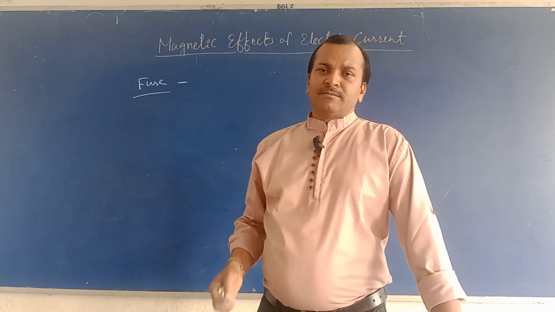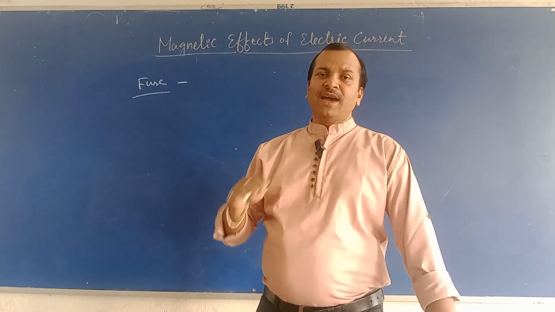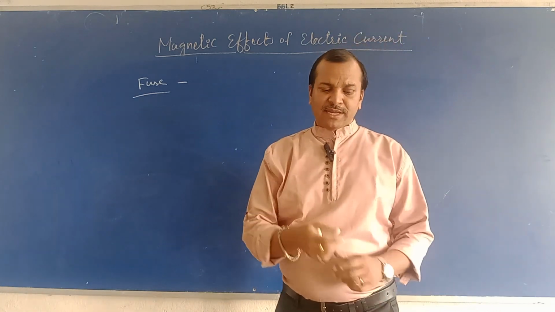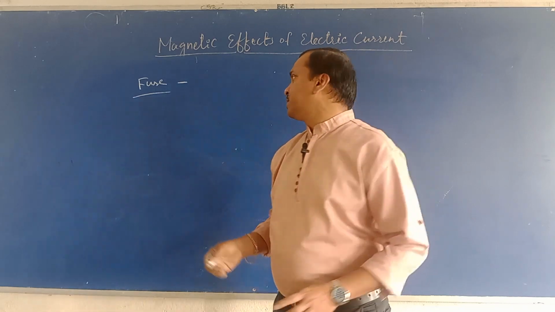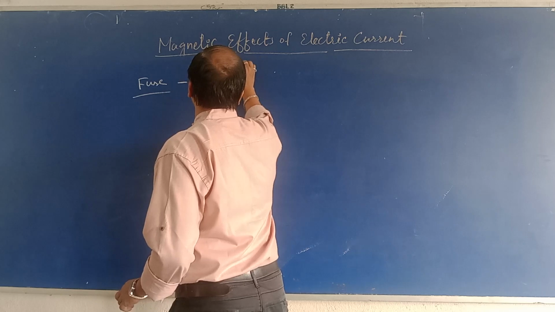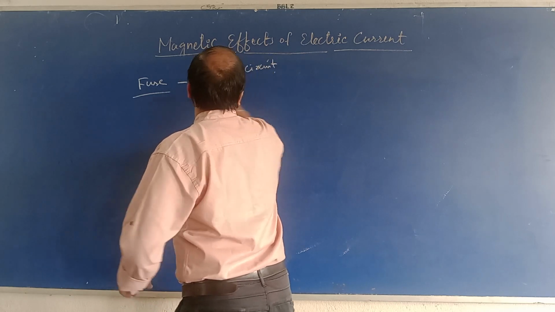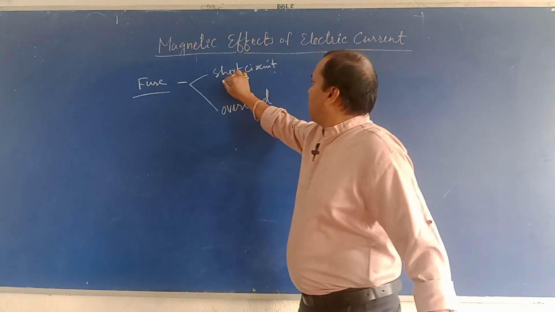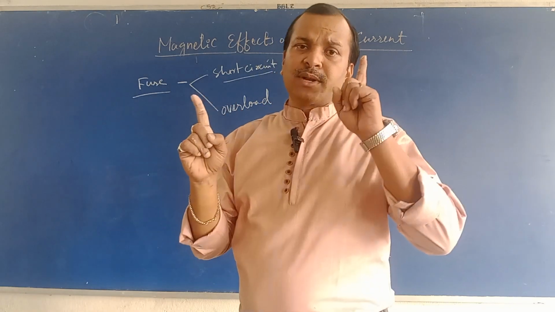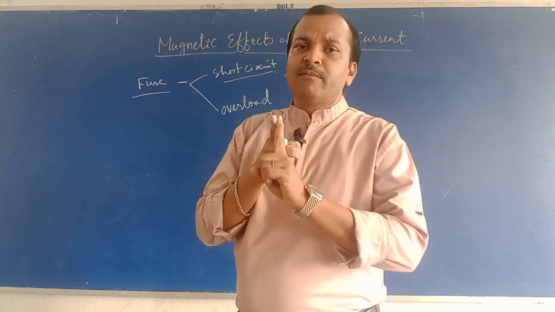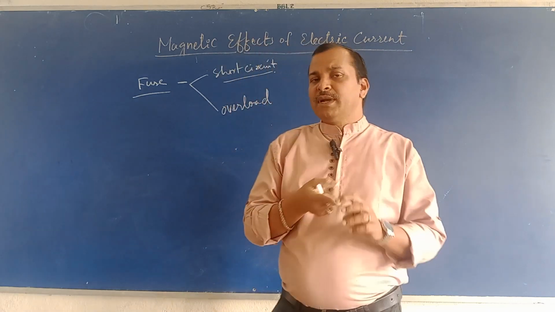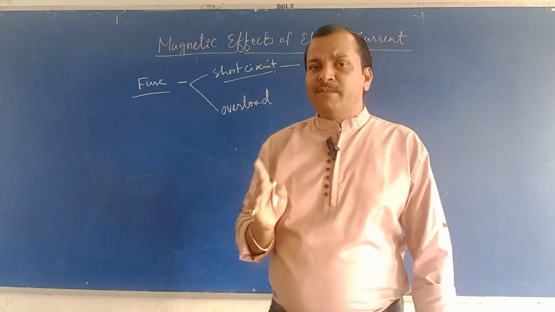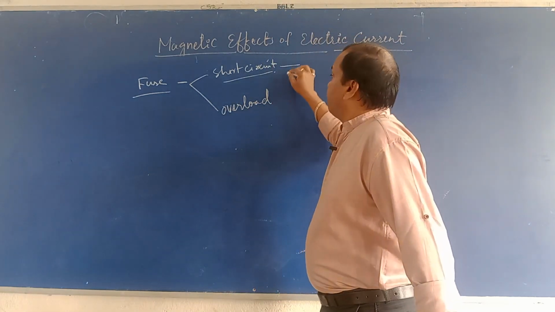Fuse is also a conductor, but it has low resistance. It means if high voltage comes, it will break the circuit. Two cases can be there. One is short circuit, where fuse is used. When a short circuit happens, as we have already discussed, one live wire and one neutral wire will be there. If they come in contact with each other, then automatically the fuse wire will melt and be disconnected, and we will be saved.